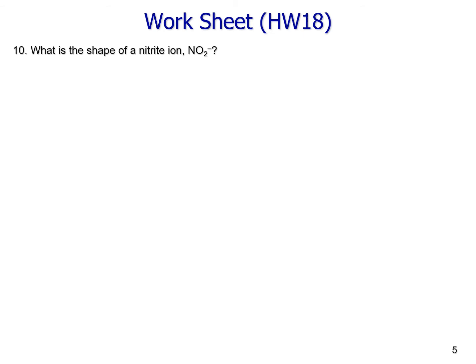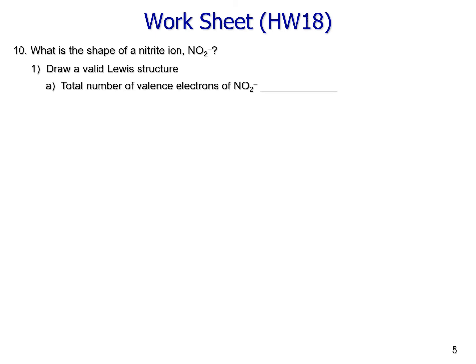I'd like to use question 10 as our second example. The reason is I just want you guys to realize this is an ion. So we're going to count the number of valence electrons slightly differently from question 3. Again, it's always writing a valid Lewis structure first. Remember the procedures? I hope that you already get used to this way of doing things.